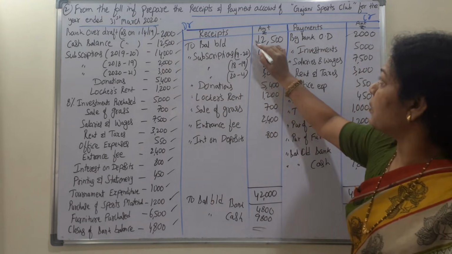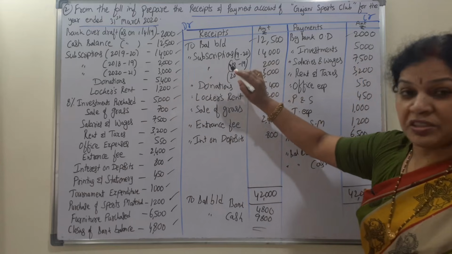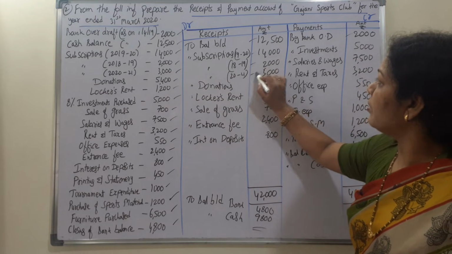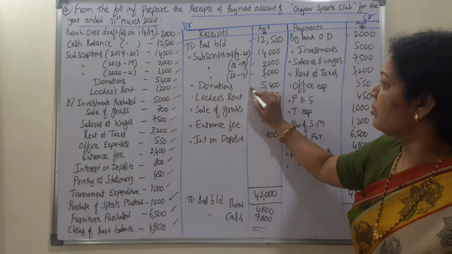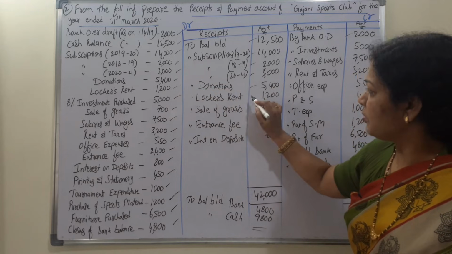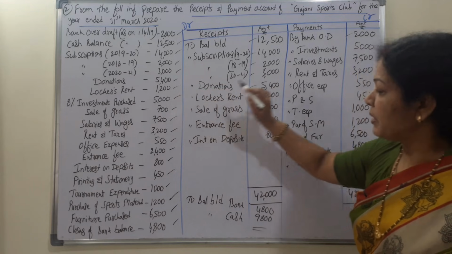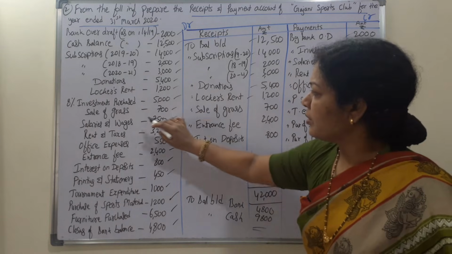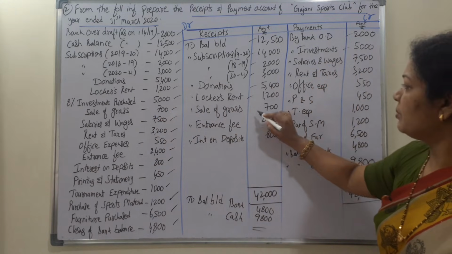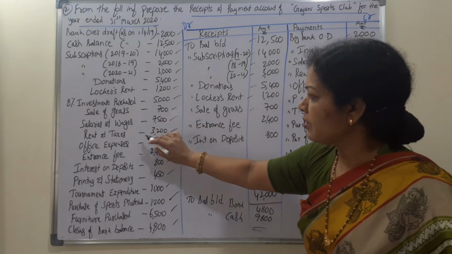Next, cash balance 12,500. Subscriptions, it's an income, debit side, we have written all the subscriptions 14,000, 2,000, 3,000. Next, donations, it's income, debit side. Lockers rent is also income, debit side. Investments purchased, payment, so credit side. Next, sale of grass, it's an income, so debit side. Sale of grass is over.